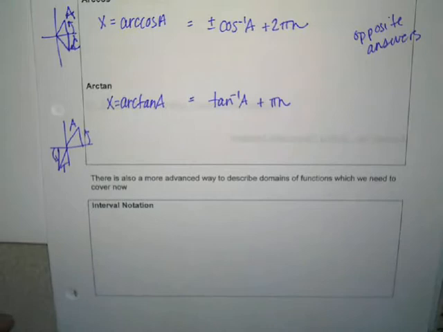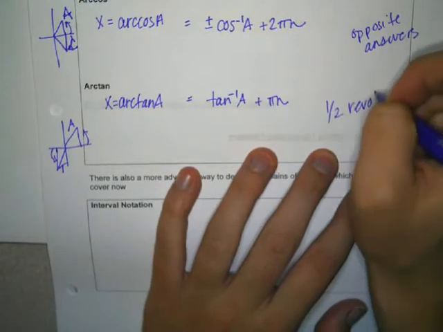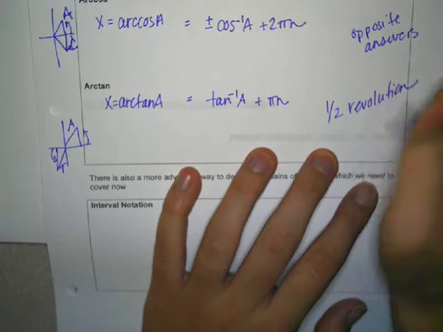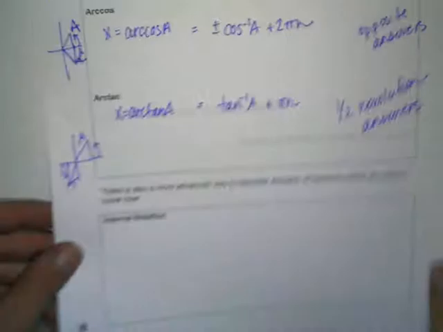All right. And we should probably write that, half a revolution. Answers. All right, interval notation.